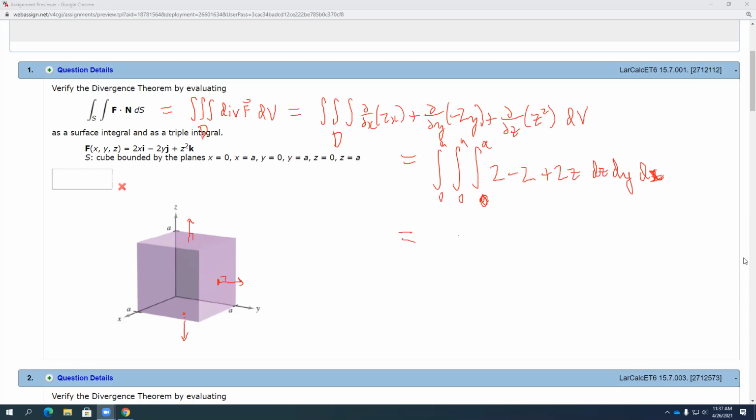Well, what happens here? Integral from 0 to a, integral from 0 to a. Oops, I did that again. 0 to a of 2z. What's the antiderivative of 2z with respect to z? Z squared. Just z squared, that's it. Evaluated between 0 and a, dy, dx. Which is equal to a squared, which is a constant.